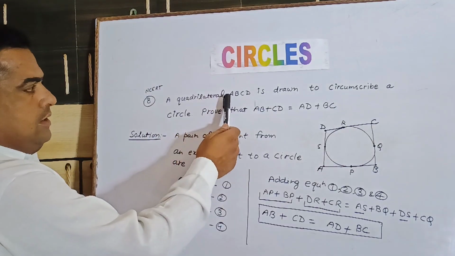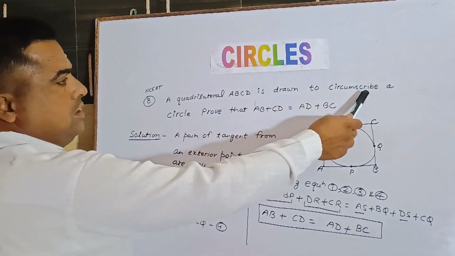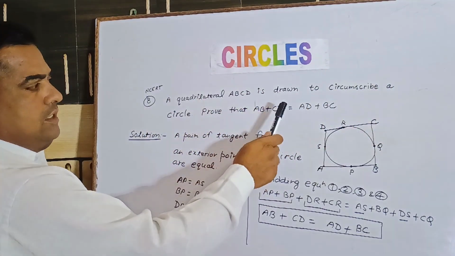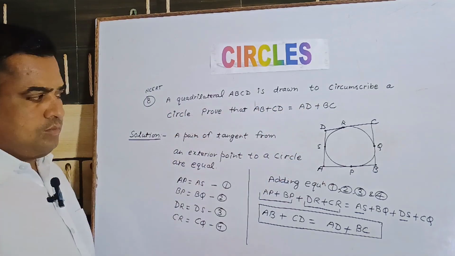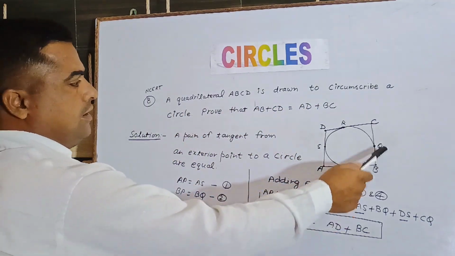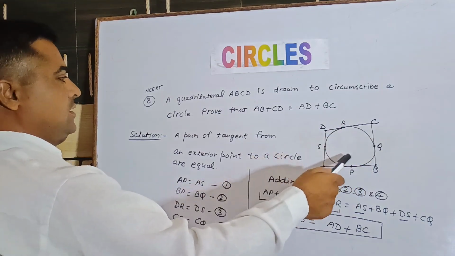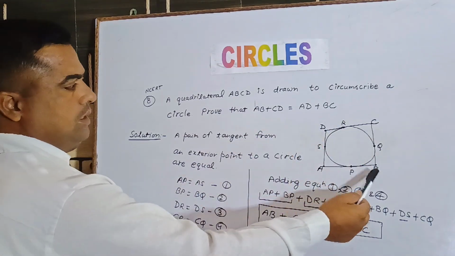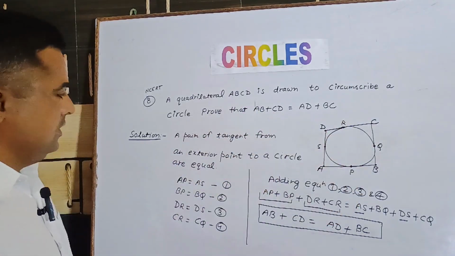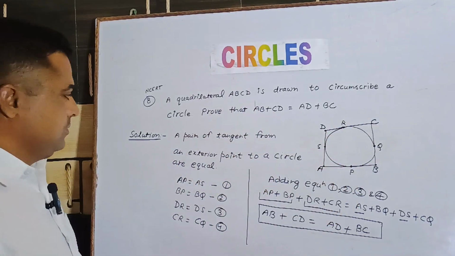A quadrilateral ABCD is drawn to circumscribe a circle. Prove that AB plus CD is equal to AD plus BC. Students, you can see this figure. A quadrilateral circumscribes a circle. So we have to show AB plus CD is equal to AD plus BC. Now, how will we solve this part?